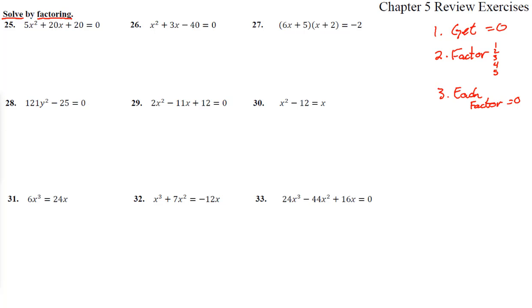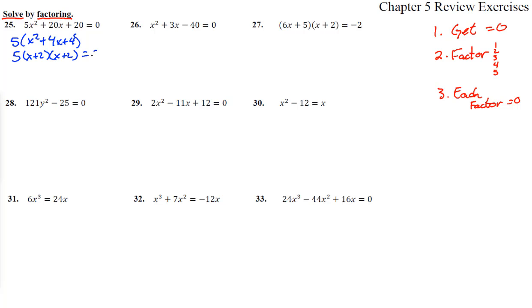All right, let's start with number 25. So is it equal to 0? Check. So now we're factoring. Pull out the greatest common factor, which is a 5. We're left with x squared plus 4x plus 4. Good. Oh, this is a trinomial with leading coefficient 1. That's nice. So that's x there and an x. What times to 4 and adds to 4? That's plus 2, plus 2.